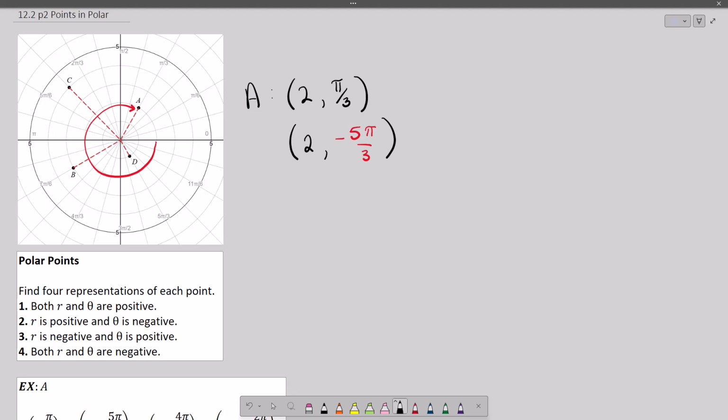You could also choose negative r values. So if we choose a negative 2 as our r value, we would have to land on this terminal ray for our theta. So our positive theta, that's less than 2 pi, would be right there. And what's that theta? Pi over 3. So 4 pi over 3.